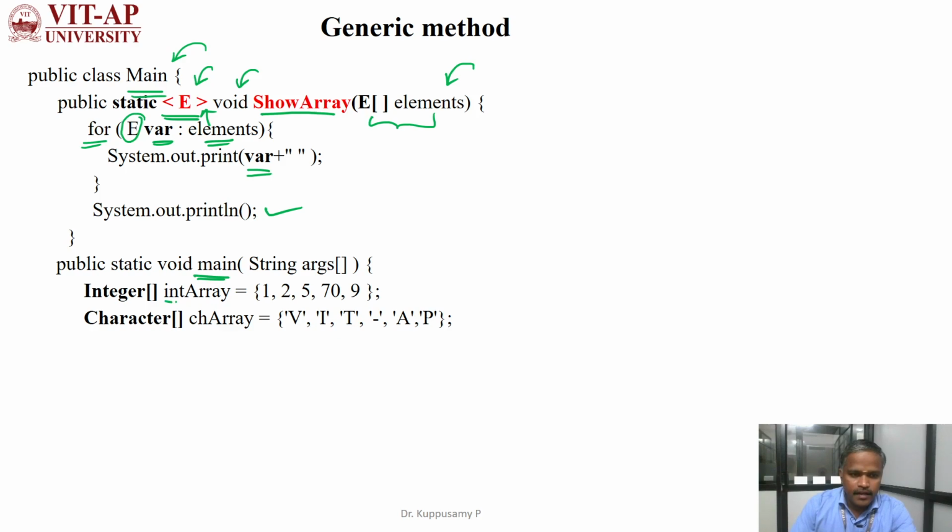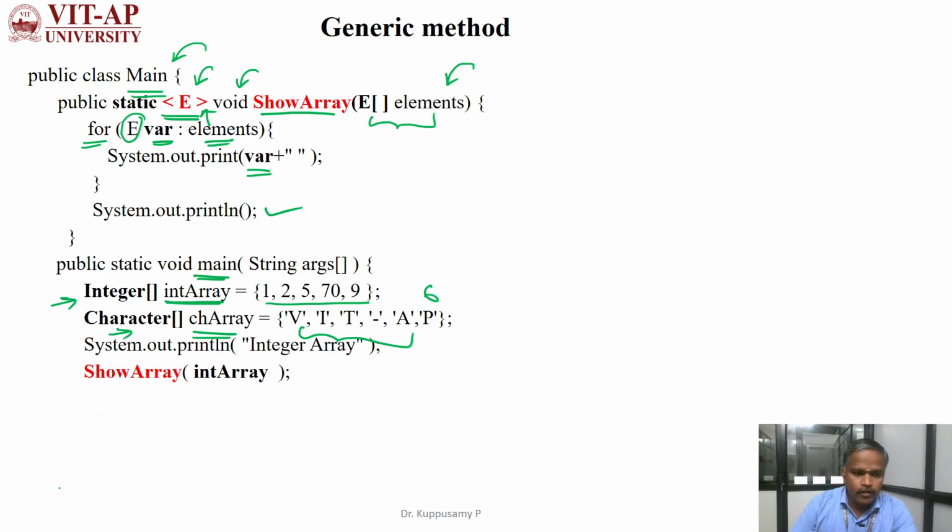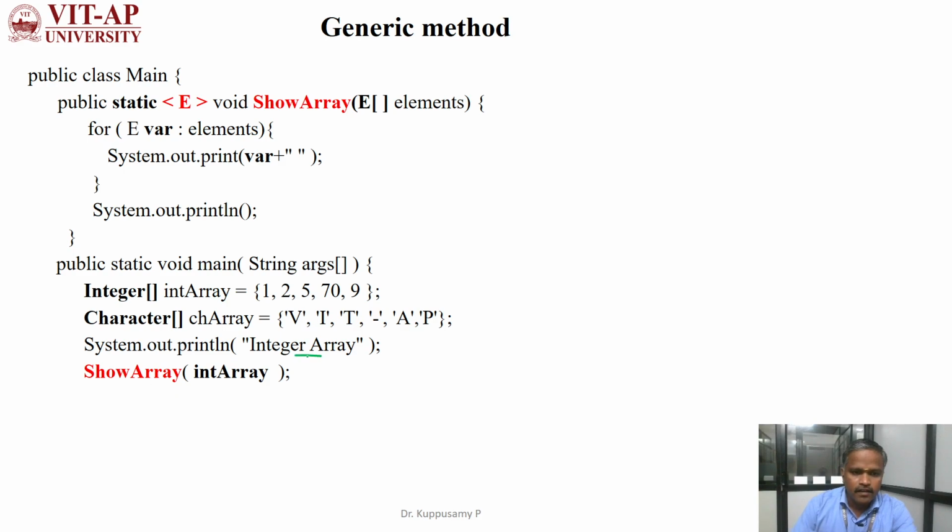Here I am declaring an integer array which is storing 5 elements. The Integer data type is a wrapper class data type. Likewise, I am defining one more array of character data type which is storing 6 elements. Now I am going to display the elements available in the integer array by calling the method showArray. showArray is available here, then the integer array which is carrying 5 elements. The data is passed over, and the data variable is elements.